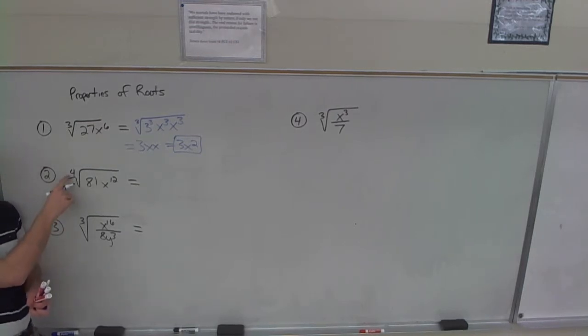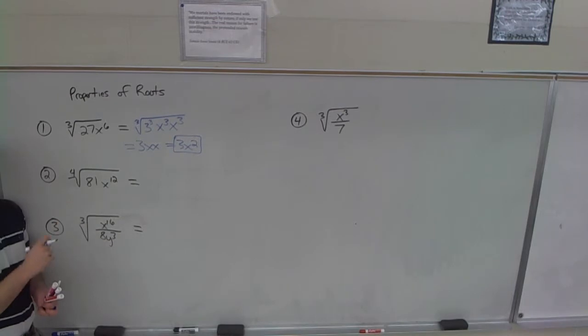So what powers should I be trying to rewrite the stuff on the inside in terms of? What power? 4th power, because it's a 4th root, right? So I want to try to break this down into 4th powers. The variable is going to be easy. 81 might be a little tougher. So break it down however you want. If you really know your power tables, you know that 81 is what? Anybody know?